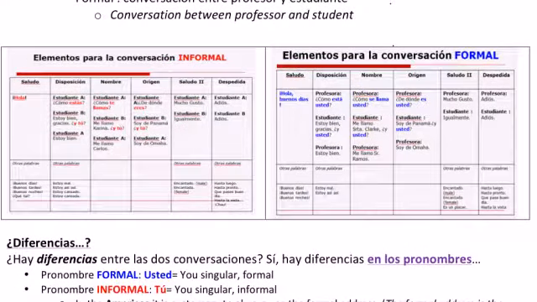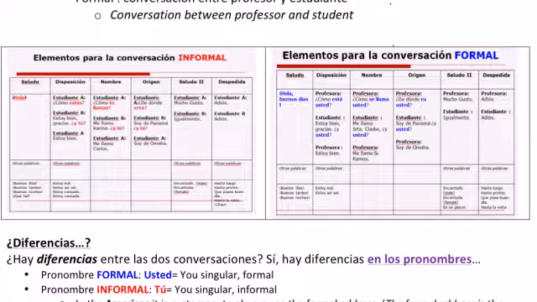I put the elements of the informal conversation in red and the elements of the formal conversation in blue. For this class, I would like for you to know by heart the informal conversation. The formal conversation is extremely important, and you'll need to use it if you plan on using Spanish in a business setting. But for the purposes of our class, and we want to be familiar and welcoming, I am going to begin to use informal with you.